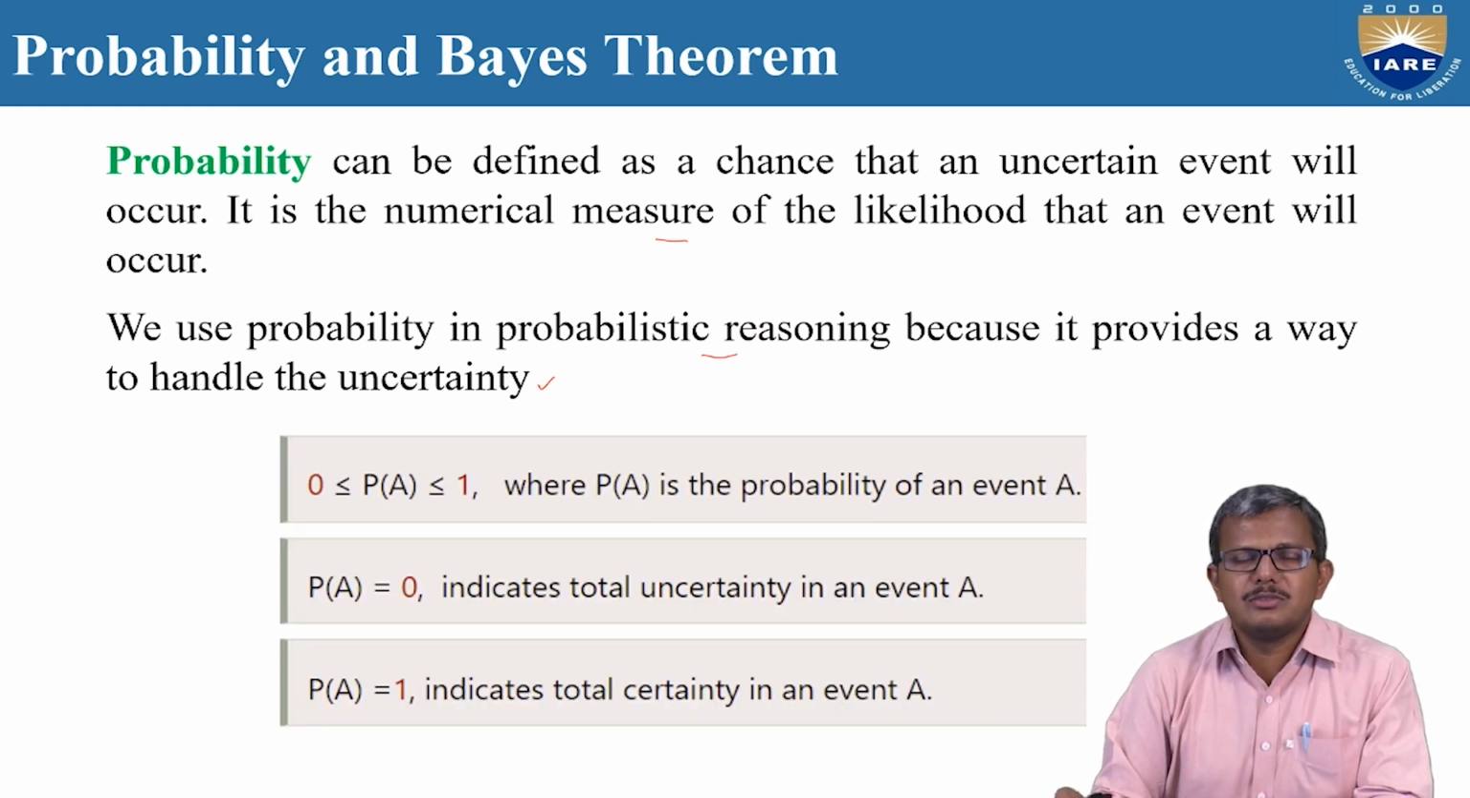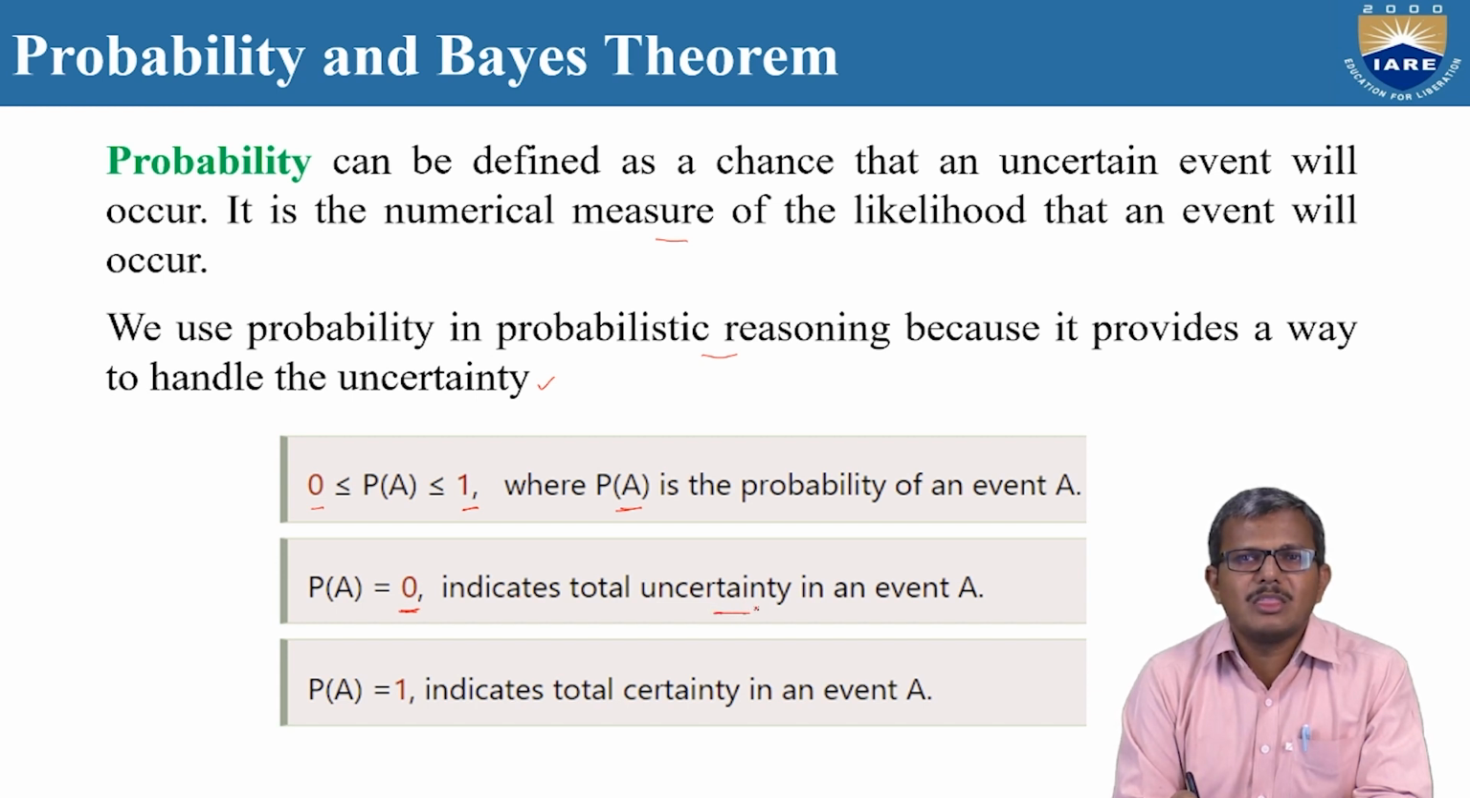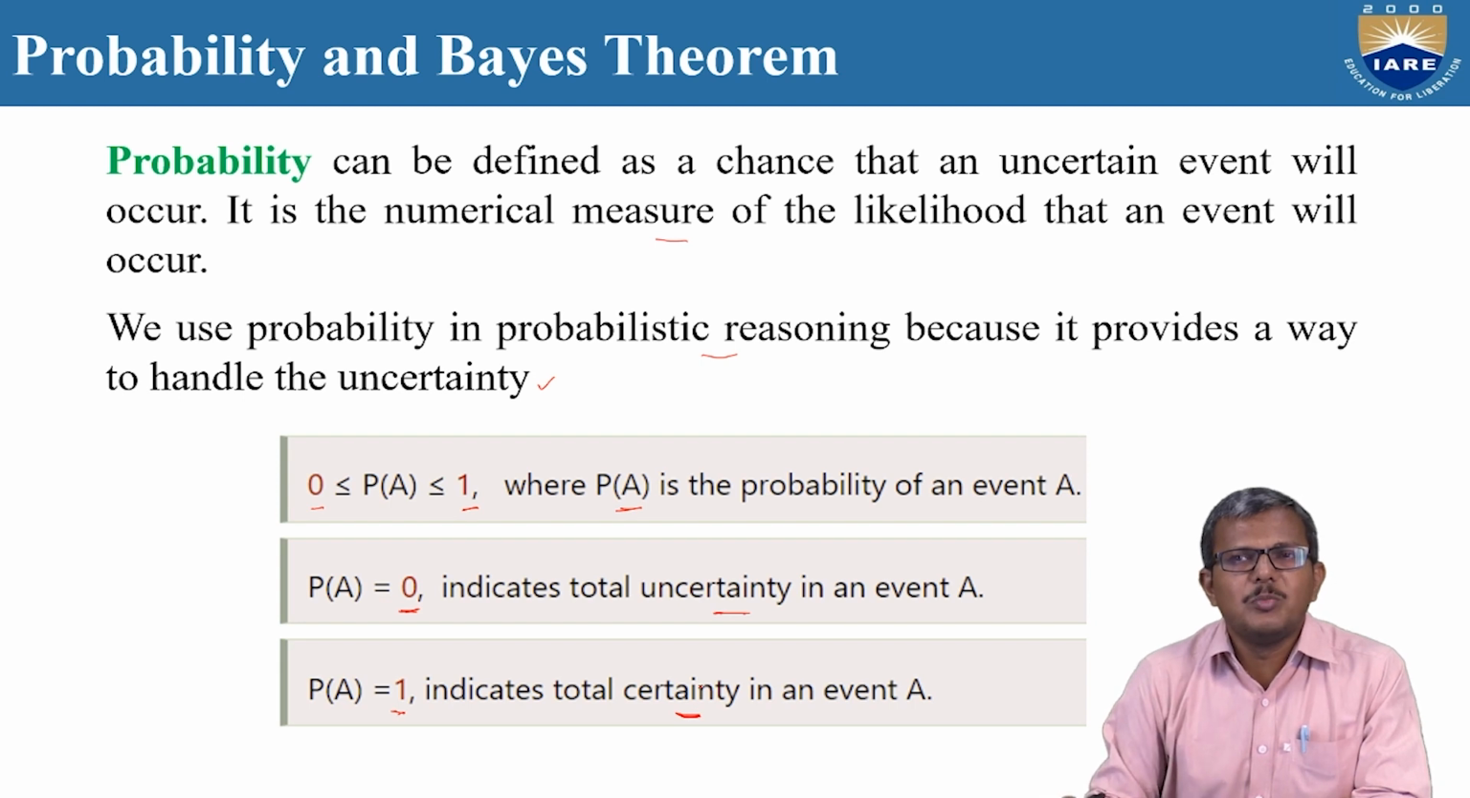Okay, so these are the things. If I simply say probability of A, that means for a given event A, the probability is represented as P of A. The P of A ranges over values between 0 and 1. Whenever I say probability of A is 0, that means the event is impossible. Whenever I say probability of 1, it represents complete certainty in a given event.